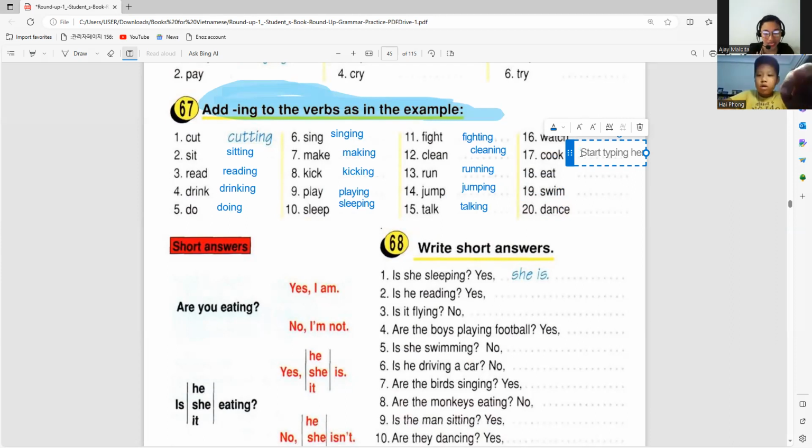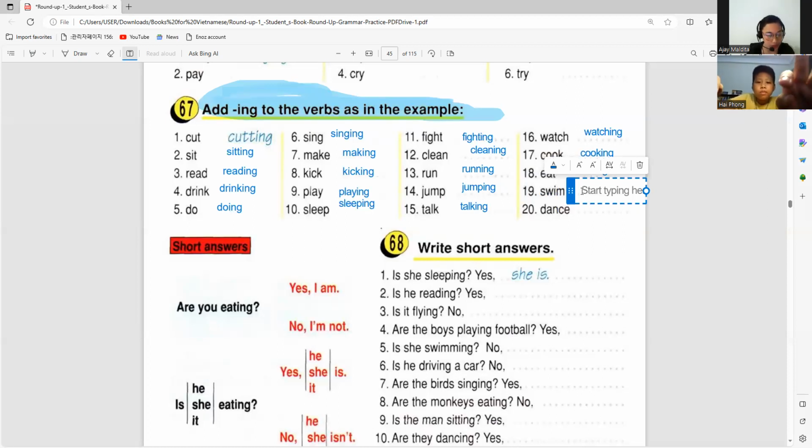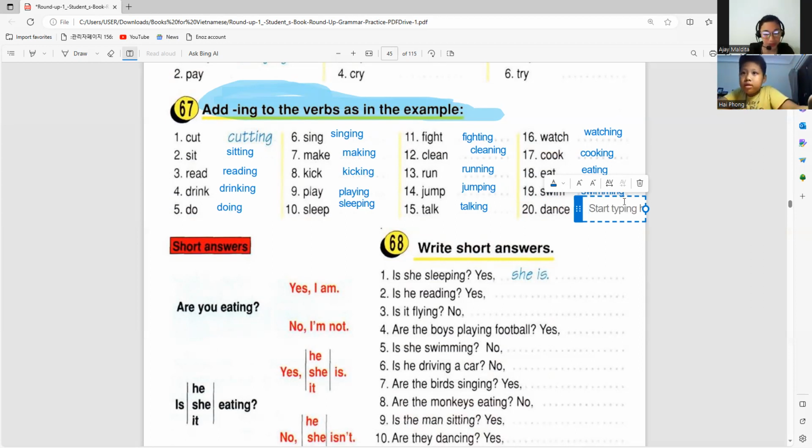What is your answer? Number 17. Yes, your answer is cooking. That's right, cooking. How about number 18? That's right, 18. Number 19. Swim. Okay, how many letter M? Two, okay. How about dance? Spelling of dance. Dance, dancing. No more letter E. You will add ing. Okay, this one is dancing.